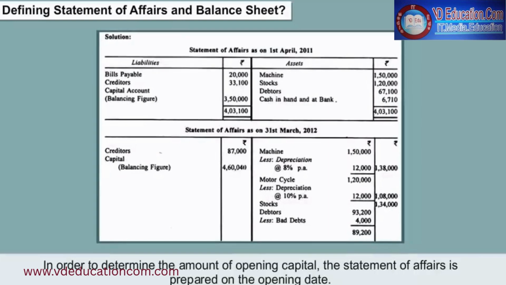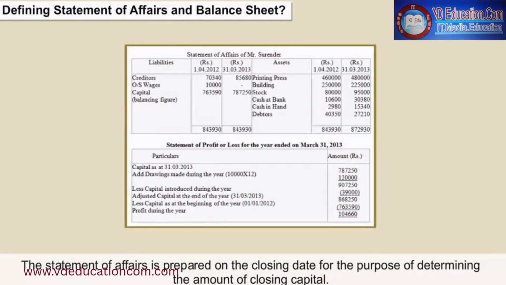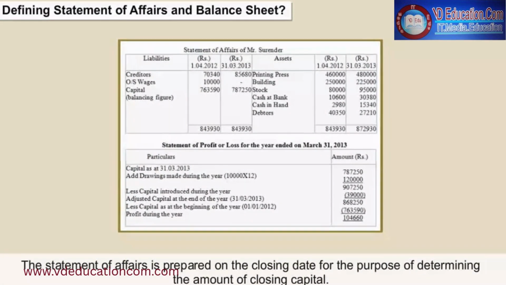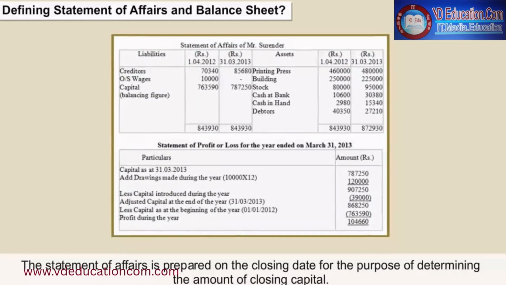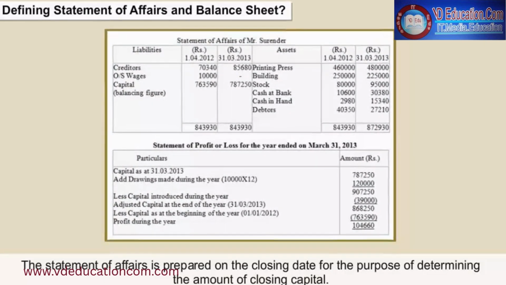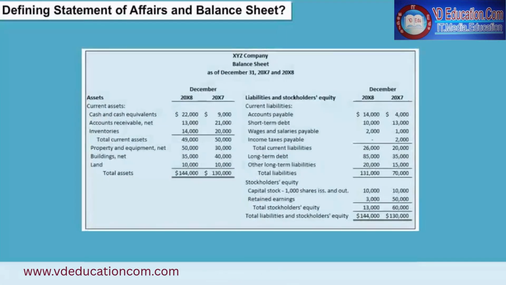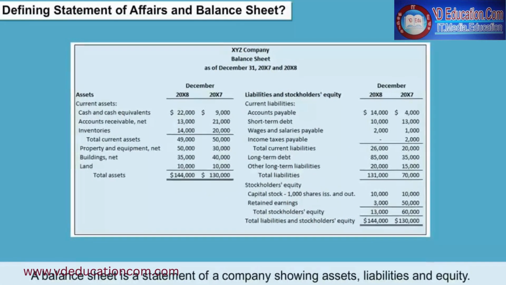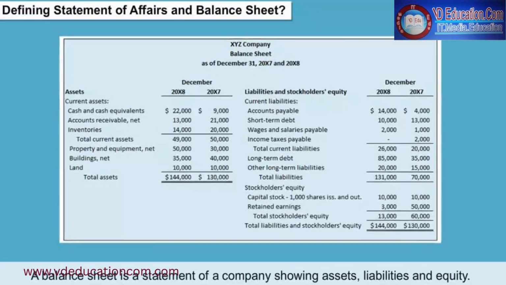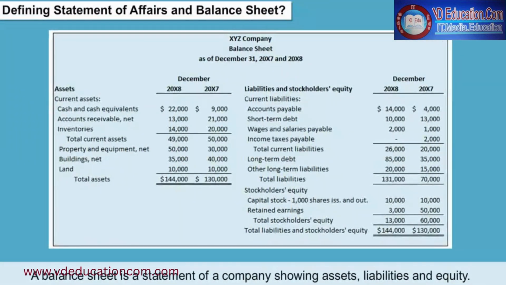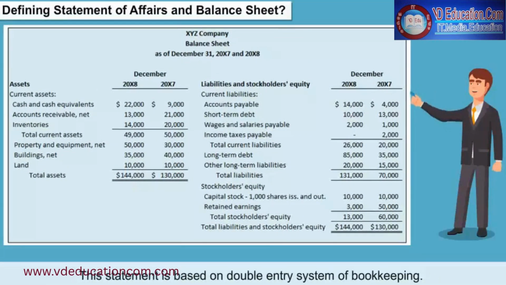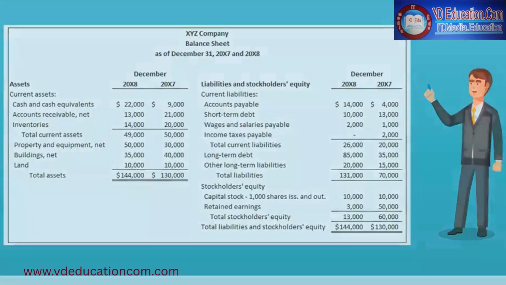the opening date. The statement of affairs is prepared on the closing date for the purpose of determining the amount of closing capital. It is also known as the balance sheet of single entry system. A balance sheet is a statement of a company showing assets, liabilities, and equity. This statement is based on double entry system of bookkeeping.